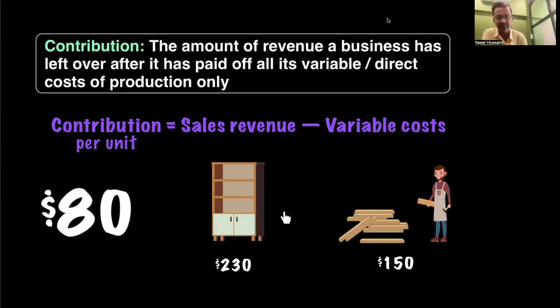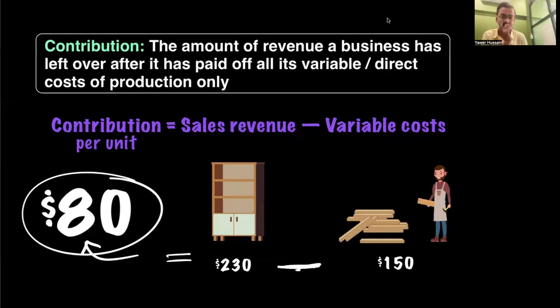So for example, if we sell something where the variable cost was 150, let's say labor and material put together, and you're able to sell it for 230, 230 minus 150 is equal to $80. So from this one unit, you were able to save $80 of contribution, which you can then use to pay your fixed cost. Is everybody okay with that?